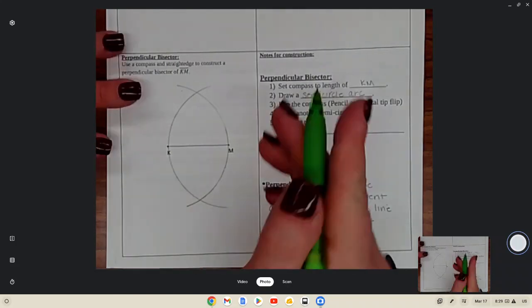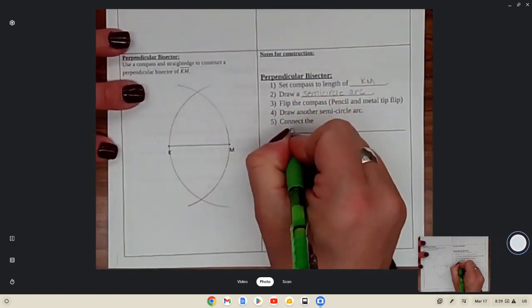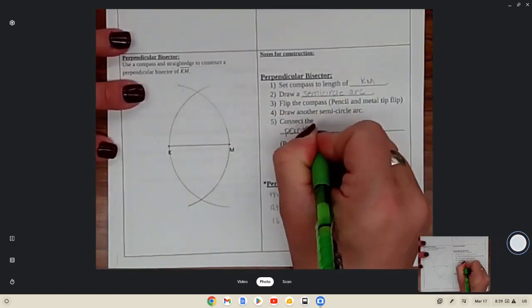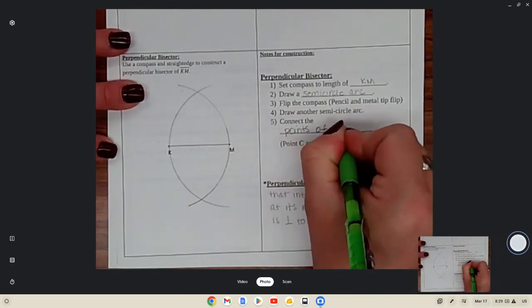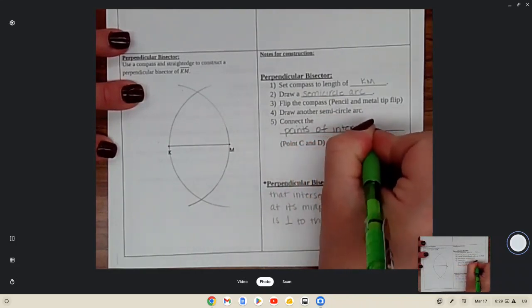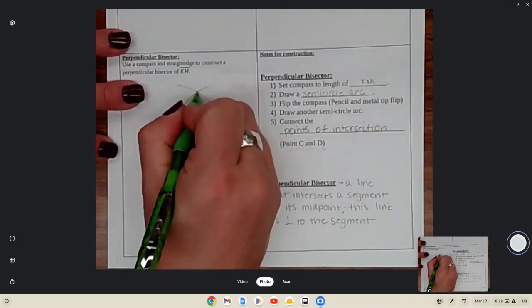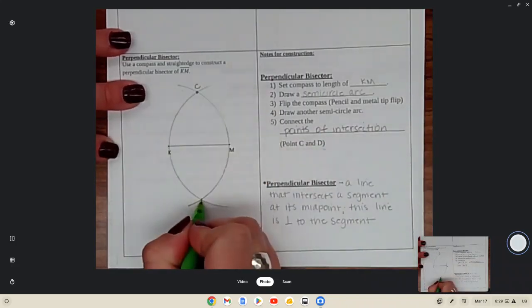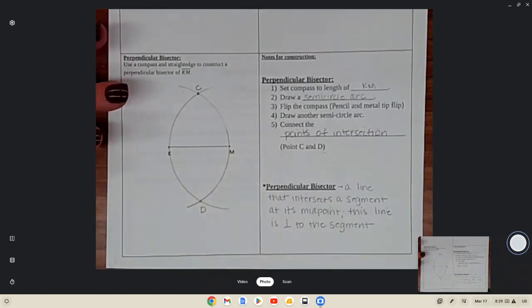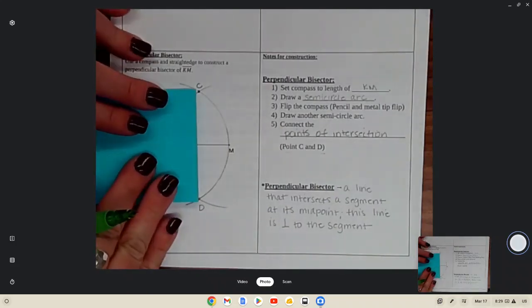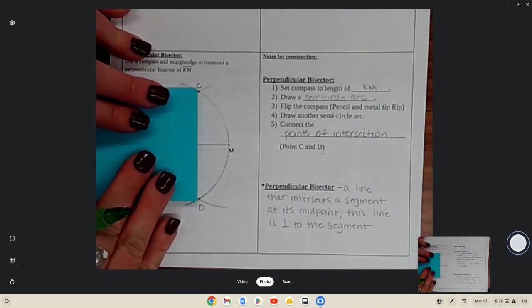Step 5, connect the points of intersection. And we are going to call those points C and D. So I'll put C here. I'll put D here. If you want to flip those, you can. And then connect those. My Post-it is just long enough.